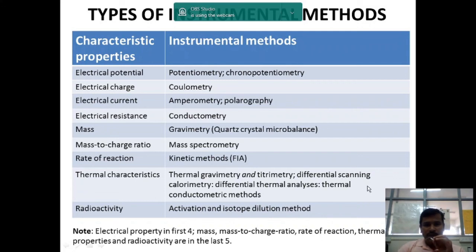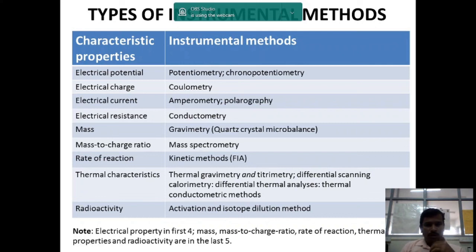And even differential scanning calorimetry, differential thermal analysis, thermal conductometric methods, enthalpimetric titration, direct injection enthalpimetric titrations, indirect injection enthalpimetric titrations, enthalpimetric neutralization titrations, all these things can be done under thermal methods. So in all these thermal methods, the thermal characteristic or thermal property of the solute is going to be utilized.